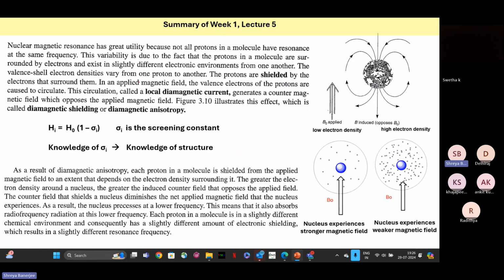So far we have mostly been talking about NMR instrumentation or the physics and everything, but now we'll look at the more practical aspects of NMR.